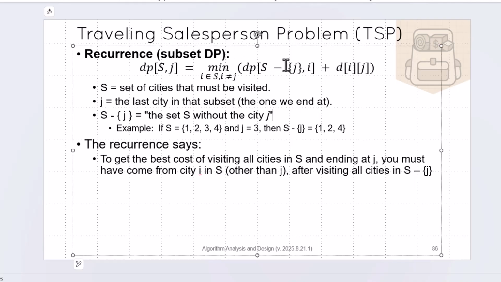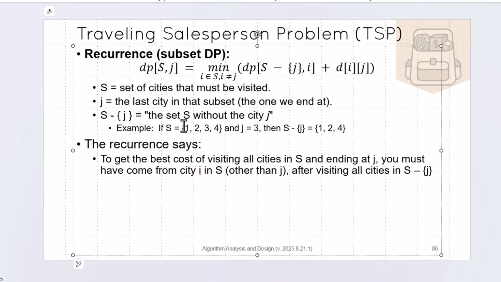The minimum of dp at S minus j, the set not considering j, comma i, plus d at i j. S is the set of cities that must be visited. j is the last city in the subset, the one we end at. So S minus j is just saying the set without the city j. You might also see syntax like this: backslash j also means minus. That's just another syntax for the same thing, the set S without the city j.